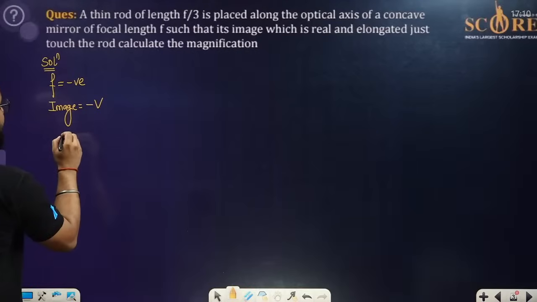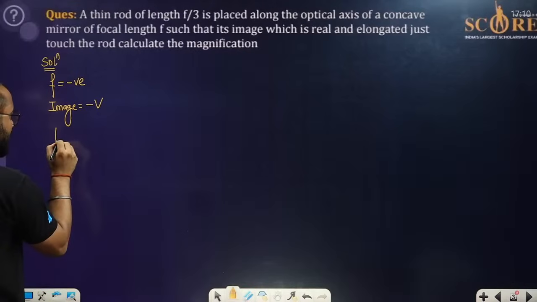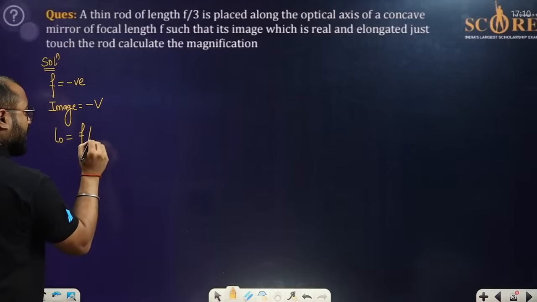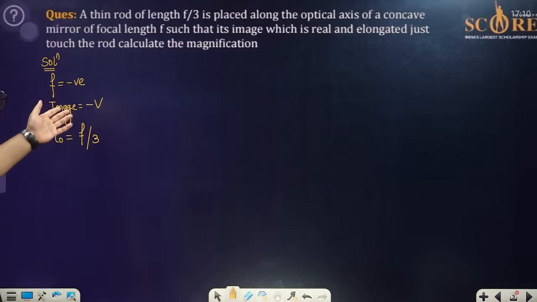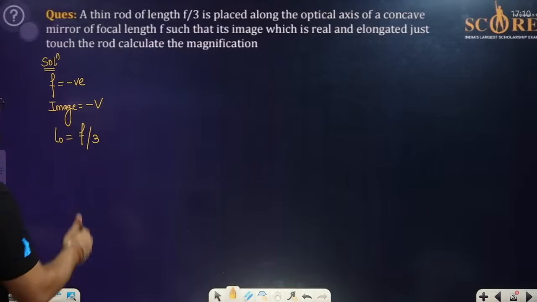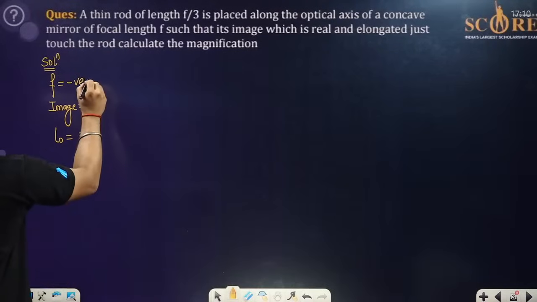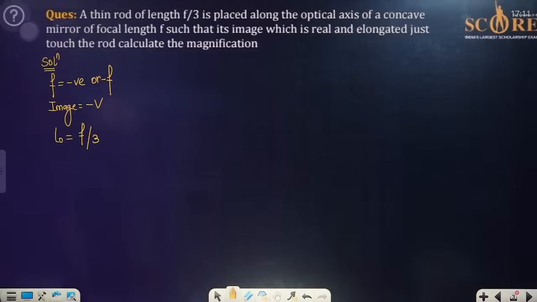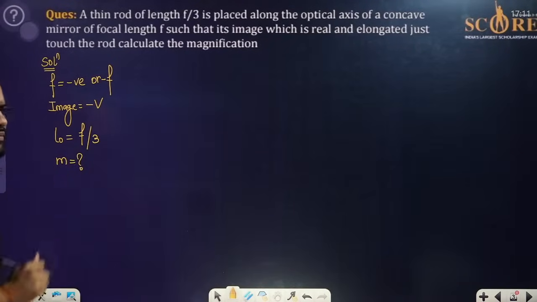The rod length is given to us, so the length of the object is f/3, that is f by 3. Moving next, optical axis, concave mirror, we have talked about it. The focal length is going to be negative, so you can write the focal length as negative f. We have to calculate the magnification, so we will be calculating the value of m. No problem, let us move forward.